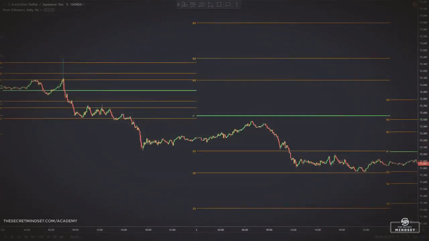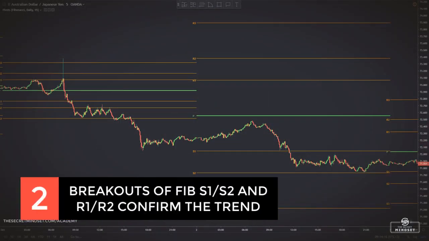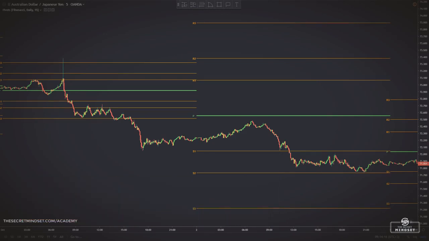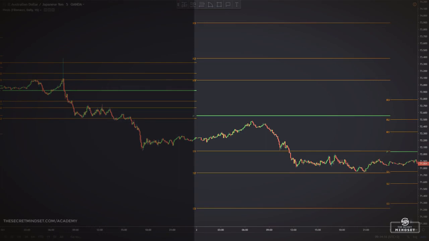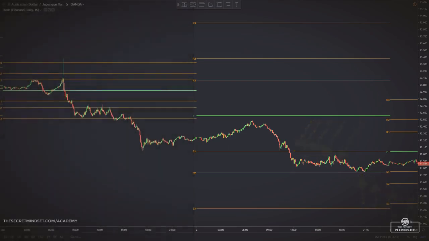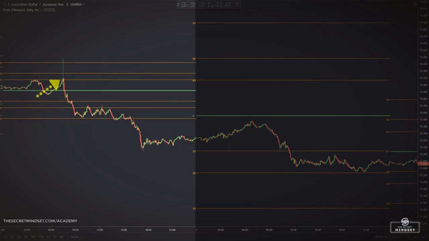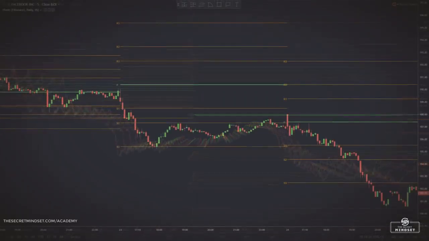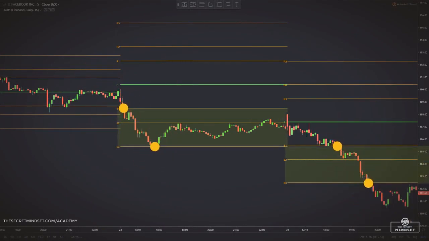The second tip: support 1 and 2 and resistance 1 and 2 of Fibonacci pivots may cause reversals, but they may also be used to confirm the trend. For example, if the price is falling and moves below S1, it helps confirm the downtrend and indicate a possible continuation to S2. If the price is increasing and moves above R1, it helps confirm the uptrend and indicate a possible continuation to R2. Here are some examples of continuation moves after the breakout of S1 and R1 levels.